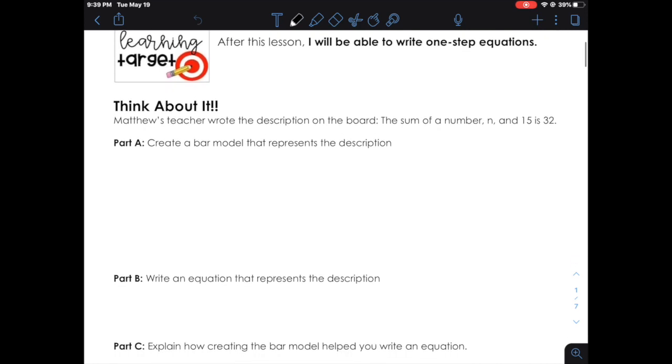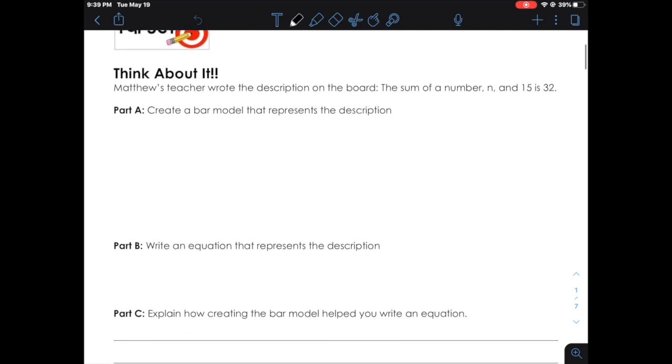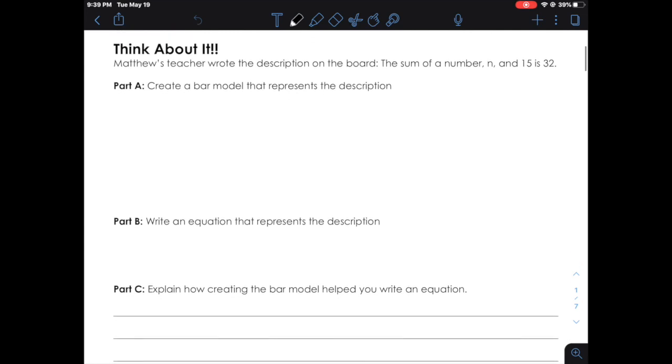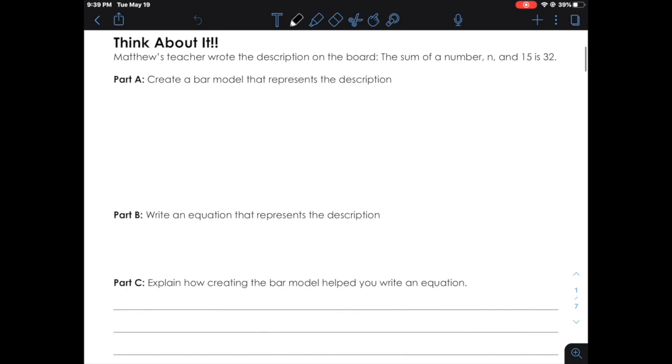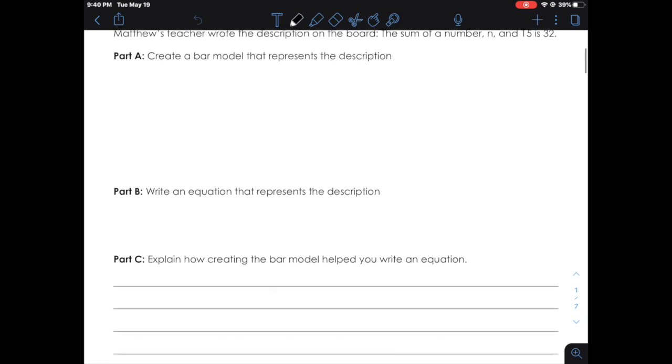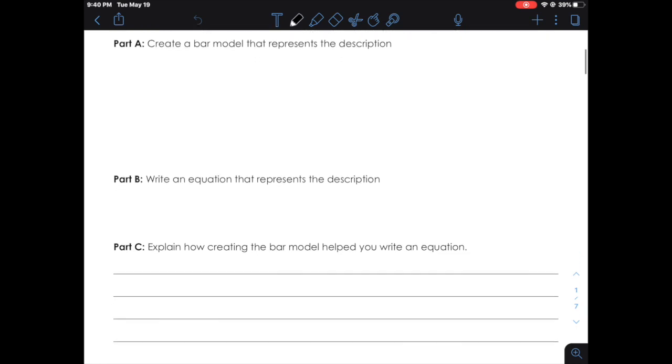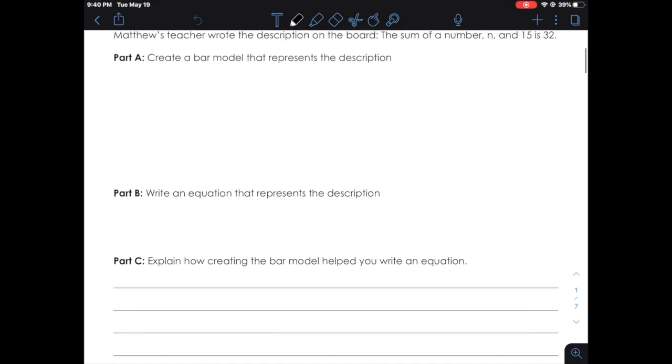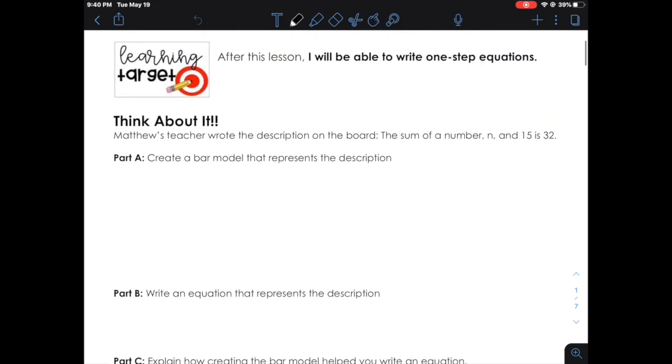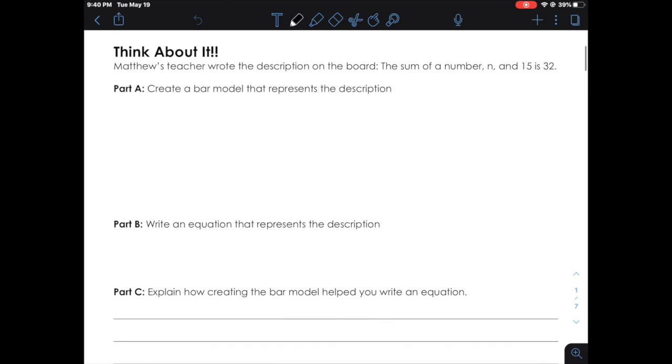The sum of a number, n, and 15 is 32. Create a bar model that represents the description. Write an equation that represents the description. And then explain how creating the bar model helped you write an equation. So go ahead and pause the video and see if you can do the think about it on your own.